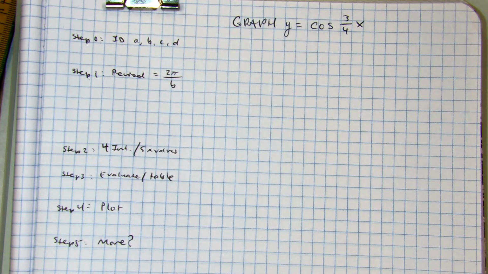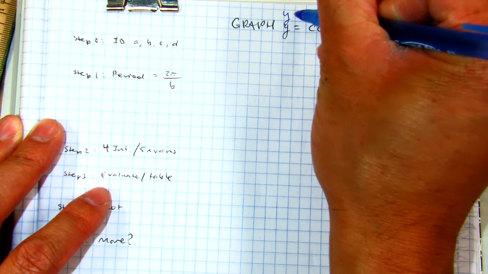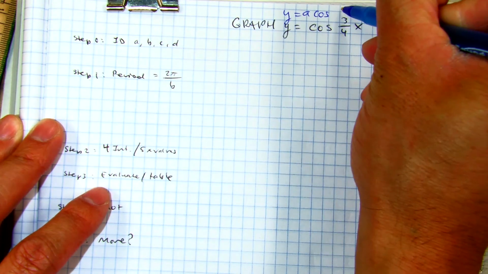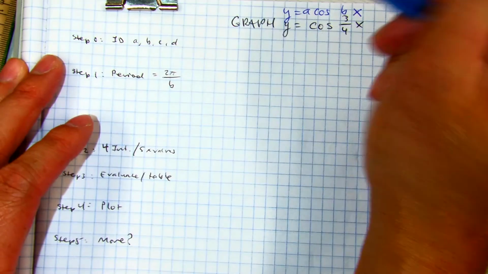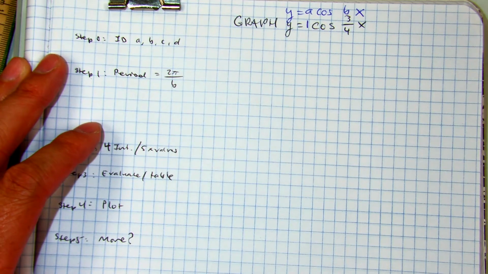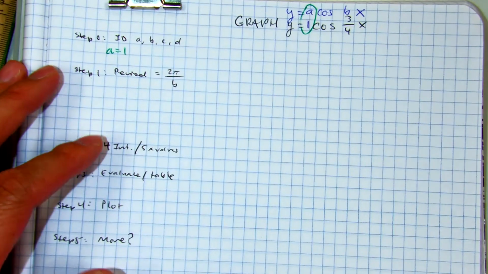Alright, let's go ahead and graph y equals cosine 3/4 x. Daphne, what's the first step? Yes, write the formula. What is the formula? Shout at me, shout. Good. Daphne, what's your A value? Yup. And Daphne, your B value.